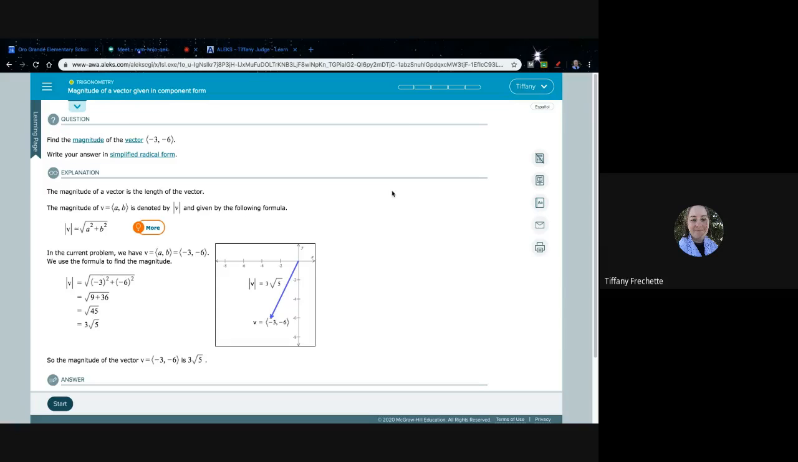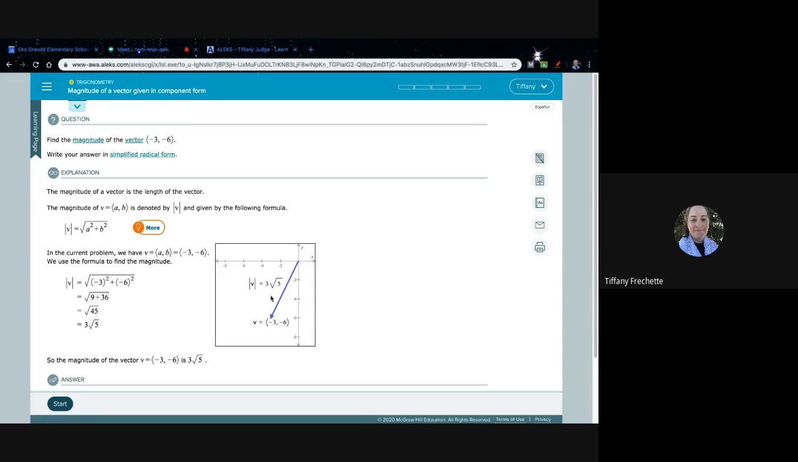Magnitude of a vector given in component form. All right, so component form, these aren't quite parentheses. If you notice, they're kind of pointy on the ends. So this is what's called component form for a vector. It's just a specific type of form that a vector can be listed in.